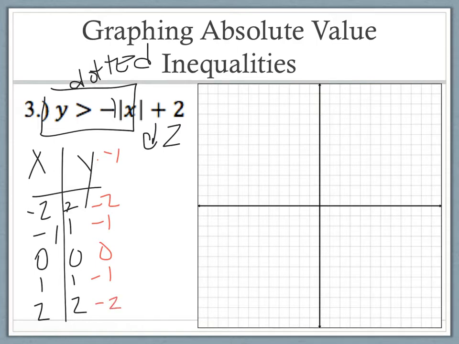Okay, so don't need that one anymore. So I'm going to go ahead and graph these. So -2, -2, -1, -1, 0, 0. That's a little off. 1, -1, and 2, -2. Okay. Now I'm going to go ahead and shift everything up 2. So I'm going to change my color. I'm going to go blue and shift everything up 2. Okay, and it's a dotted line, so I'm going to go ahead and make a dotted line.